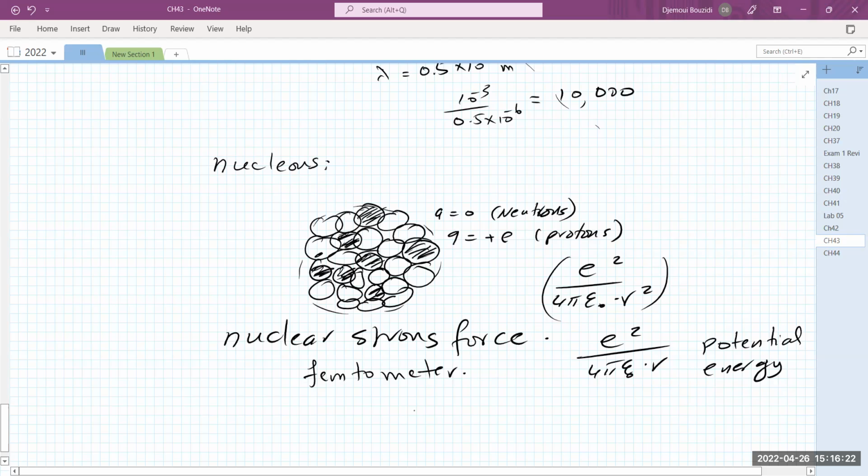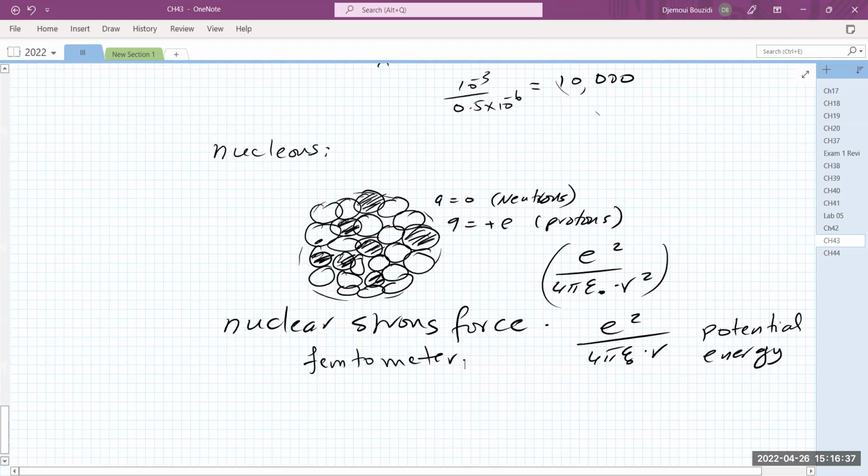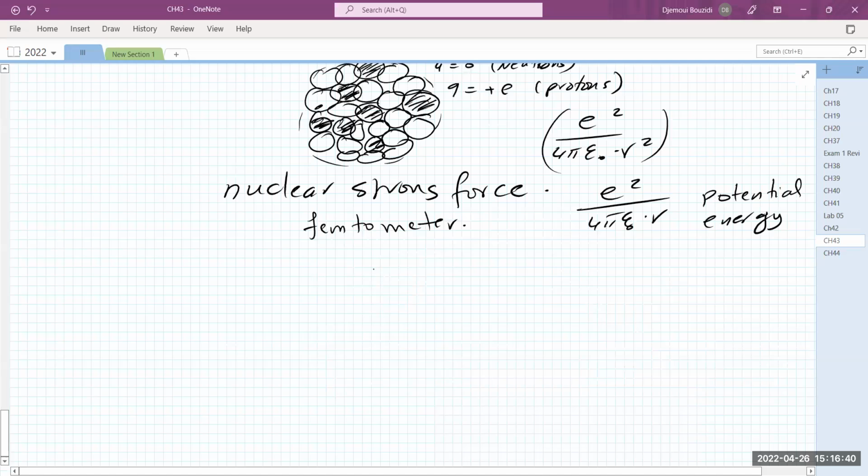As a matter of fact, it reaches its most strength at exactly 1 femtometer. If you bring the nucleons closer than 1 femtometer, it actually becomes repulsive. It doesn't matter whether they are protons or neutrons. If you bring them closer than 1 femtometer, this becomes repulsive. If you push them slightly further apart, like 2 or 3 femtometers, then it becomes 0. This force drops to 0 practically.